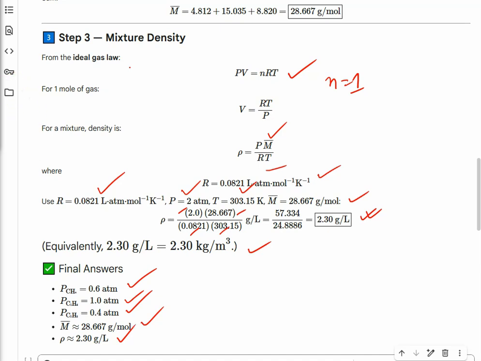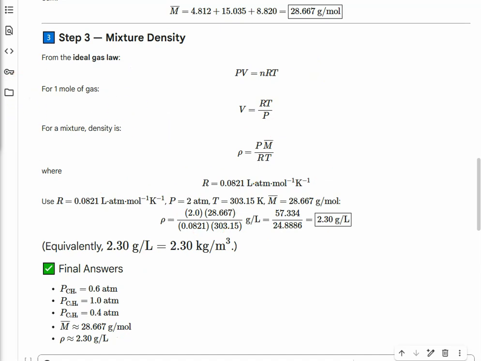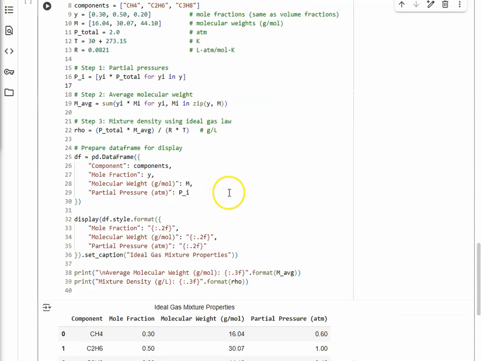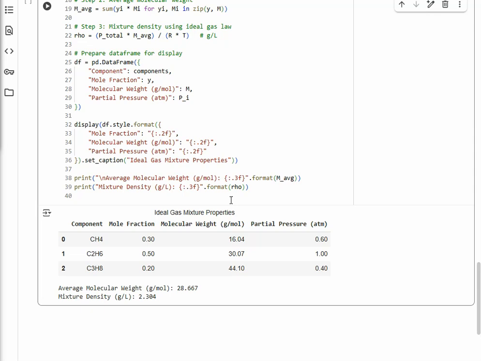Now I have written Python code for all of this, and if we run it, we get the same results. Here are the ideal gas mixture properties: components methane, ethane, propane, with mole fractions given in the problem as 0.3, 0.5, 0.2, and molecular weights 16.04, 30.07, 44.10. The partial pressures are 0.6, 1 and 0.4. The average molecular weight is 28.667, and the mixture density is 2.304.